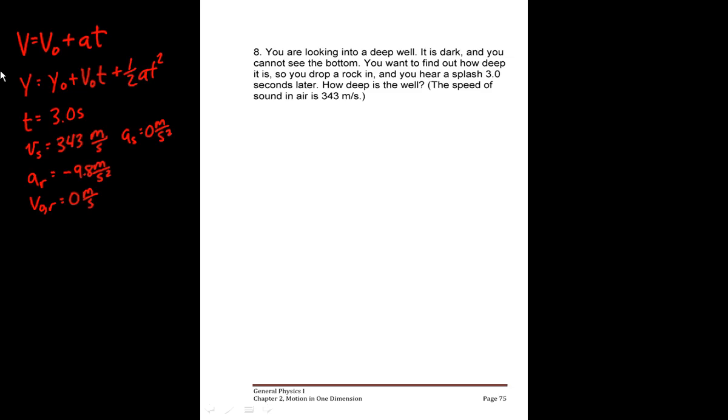All right. The initial velocity of the sound is equal to its final velocity of the sound. That comes, by the way, from this equation, that if acceleration is 0, the final equals the initial velocity. All right, so that's what I know.